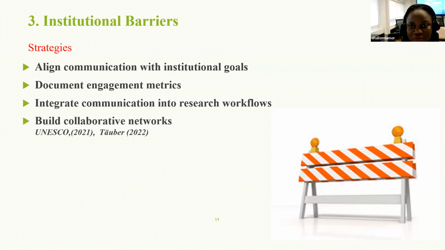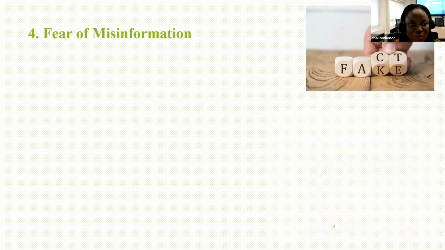Then build collaborative networks. You can build this within your department or your faculty. You can put yourselves together when it comes to academic communication on social media. Putting yourselves together means that when you share your work on social media, you tag either your co-authors, or maybe your faculty members, then they will reshare it. That's also another way of breaking the institutional barrier.